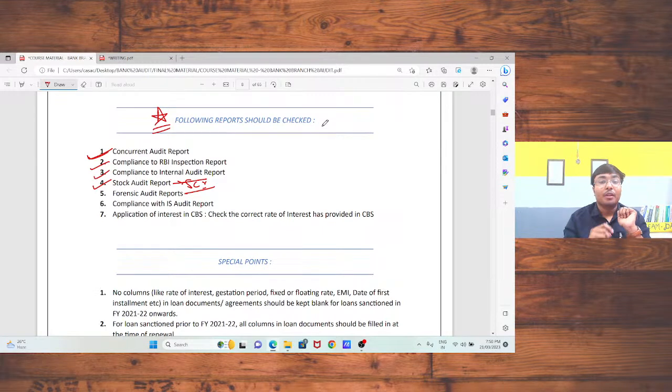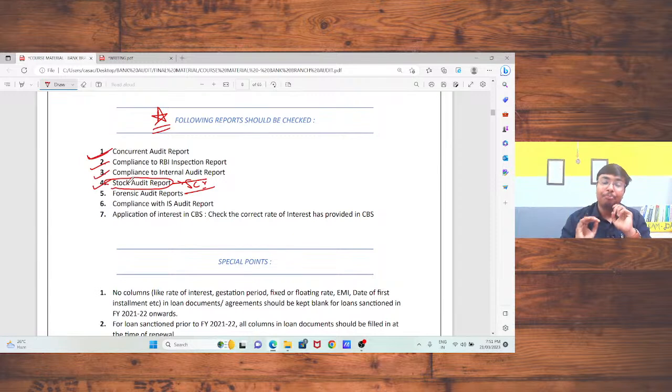For those accounts, you should demand the stock audit from the branch manager, or you should check the stock audit report from the physical file which is maintained at the branch. In that case, you should take note of the auditor's remarks. The stock auditor will provide certain notes in the stock audit report. You should carefully check all those things.